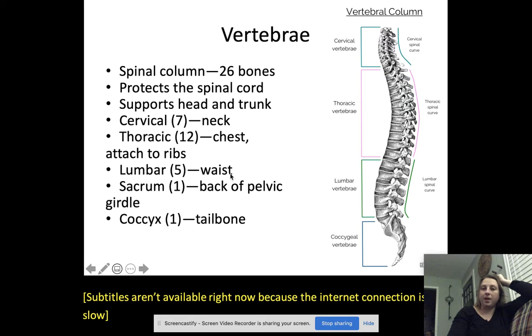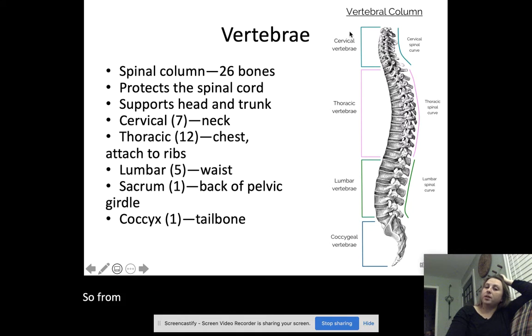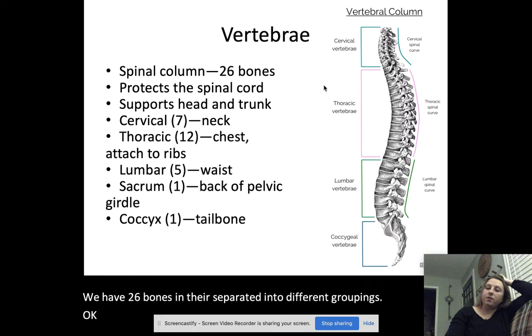All right. Now, vertebra, this is your spinal column, which is still part of your axial skeleton. So from the top down, we have 26 bones, and they're separated into different groupings, based off of where they're located, and based off of the shape of the bone.